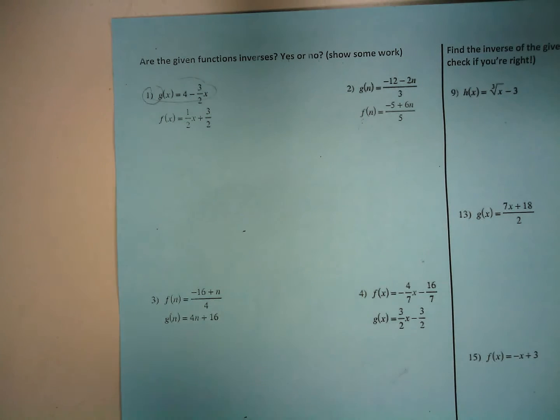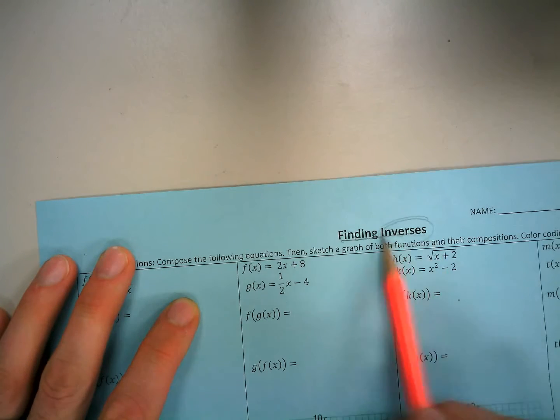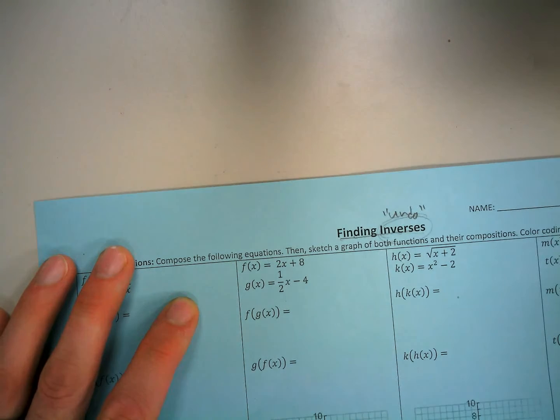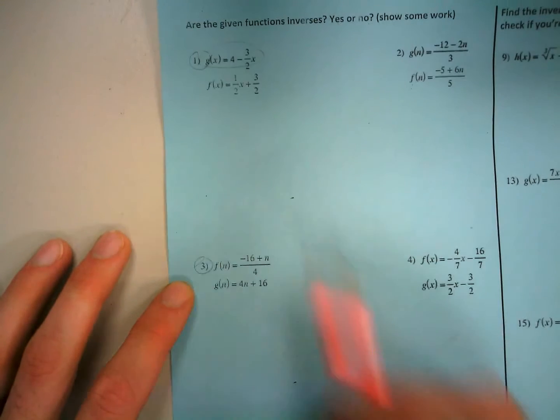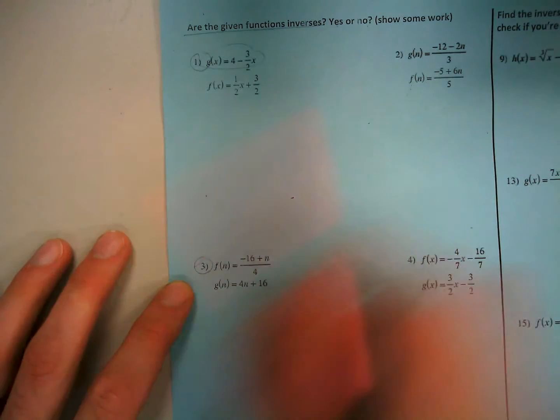Let's do some pre-calculus. We are finding inverses. Remember, inverses are like the steps that would undo or go backwards of other steps. Let's start with number 3 here. So the question asks, are the given functions inverses, yes or no?